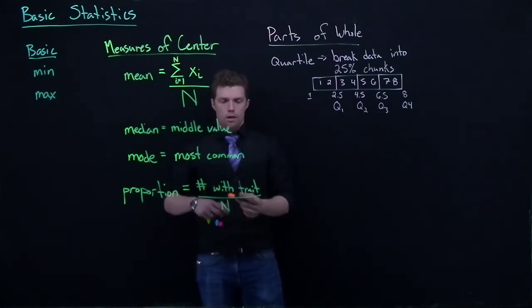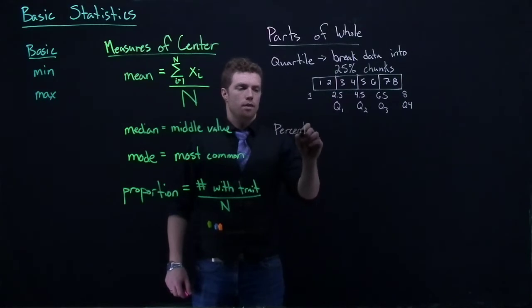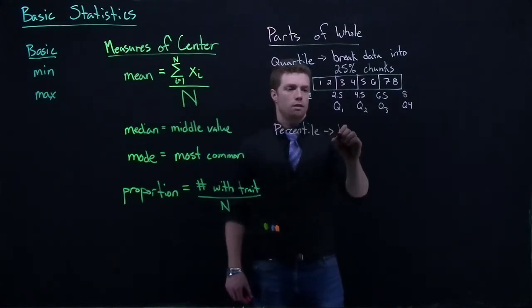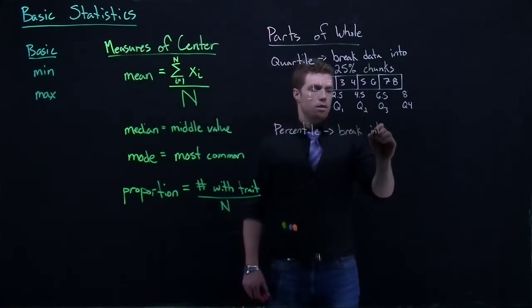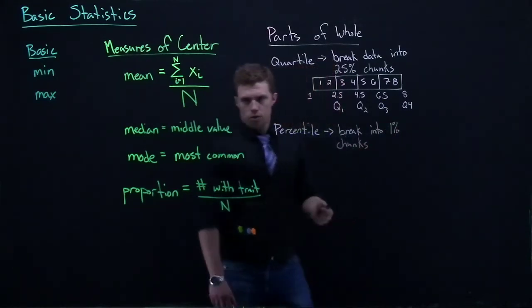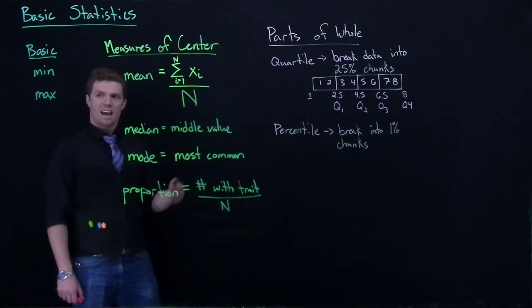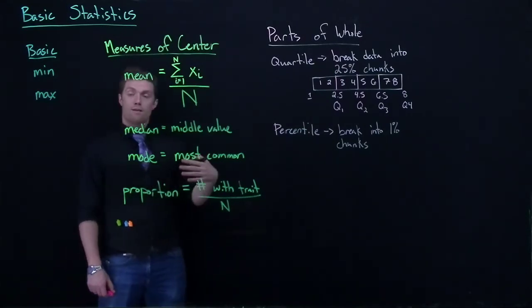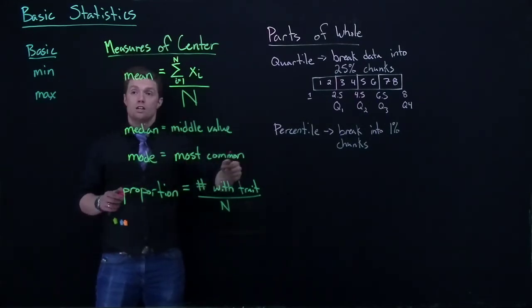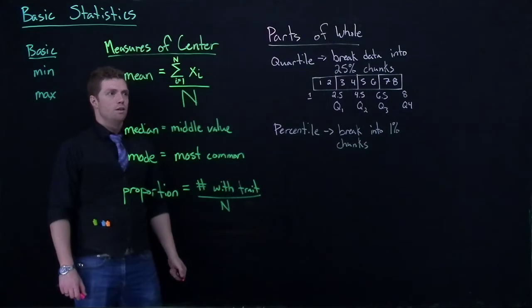All right, the next part of a whole that we can talk about is called a percentile. With a percentile, we're breaking it into 1% chunks. Sometimes when you take a big standardized test, you hear, hey, I'm in the 95th percentile. That means that 95% of people did worse than my score and 5% did better than my score. What the percentile is doing is breaking our data into these 1% chunks. And so when we look at the 99th, 99% are below and 1% are above from where you are.